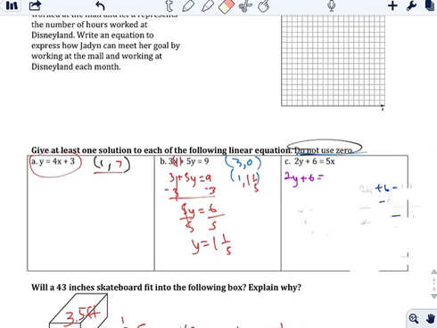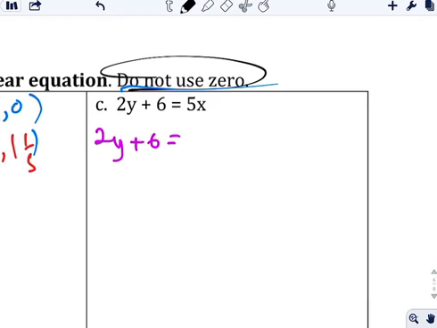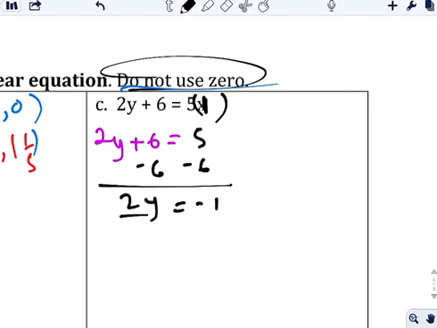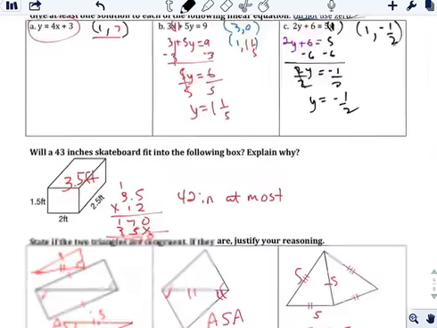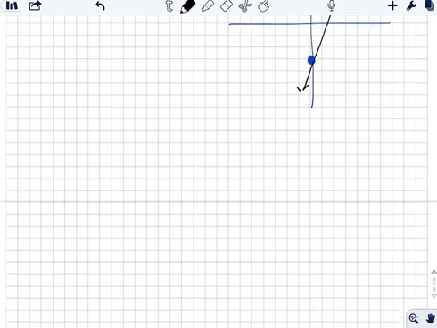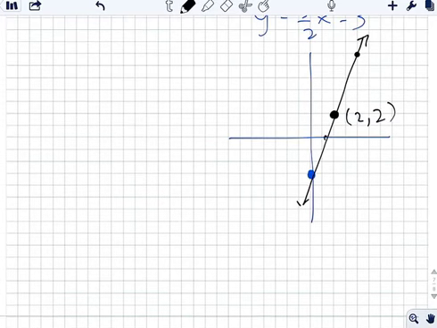Anyways, and if you choose x to be 1, just so you can see, you can move on if you understand, but if you don't, if x was 1, that would be 5. Minus 6 minus 6, so it will be negative 1 equals 2y. Divide by 2, divide by 2, y is negative 1 half. So if x is 1, y is negative 1 half. Let's look at the graph. Okay, x is 1, right here.